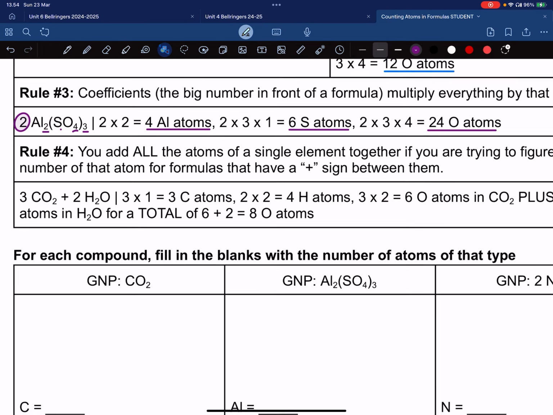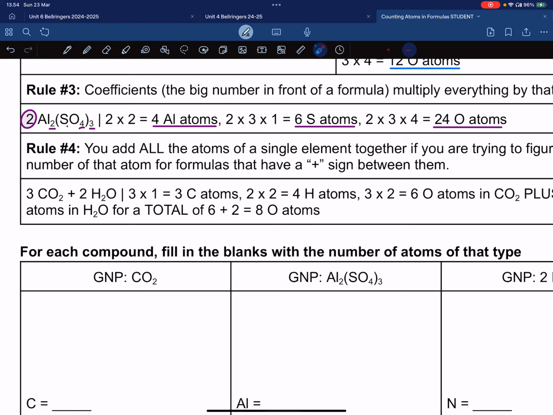And finally, if you have atoms of a single element that are together on one side of an equation, like here, I have oxygen here and oxygen there, you've got to add them together. All right. So here I've got 3 times 2, I've got 6 oxygens. And then in the next one, I've got 2 times 1, I've got 2 oxygens. And so that's going to give me a total of 8 oxygen atoms.